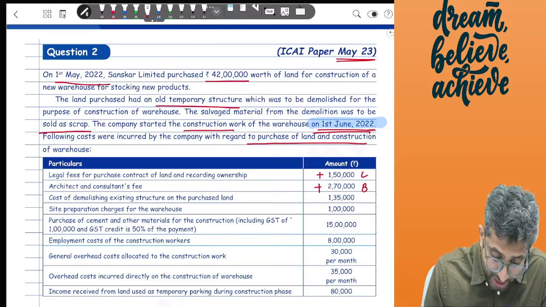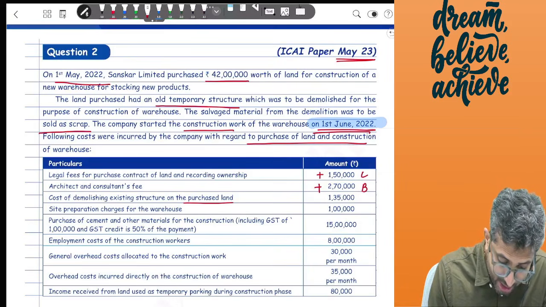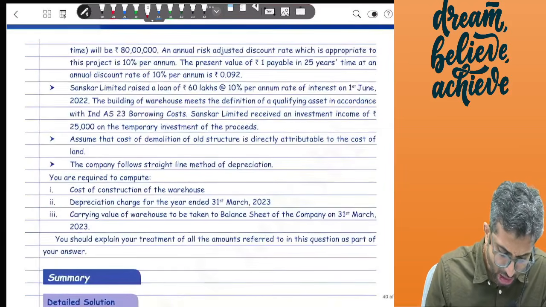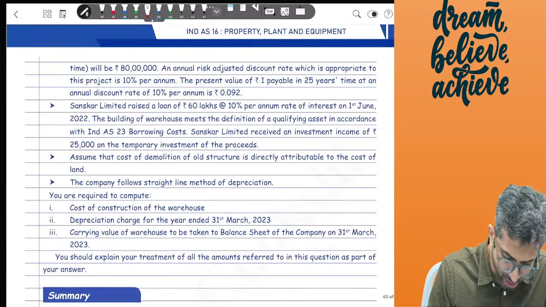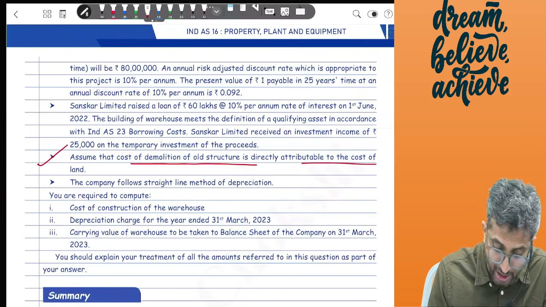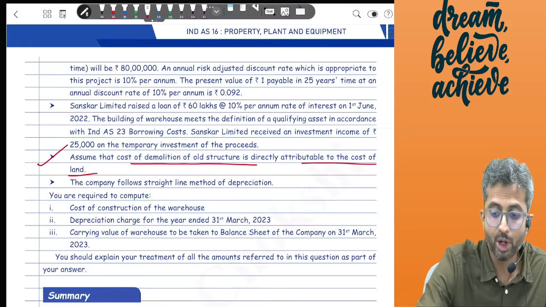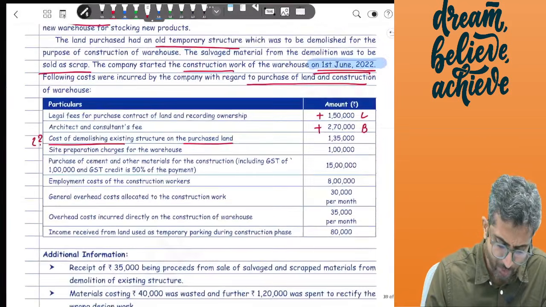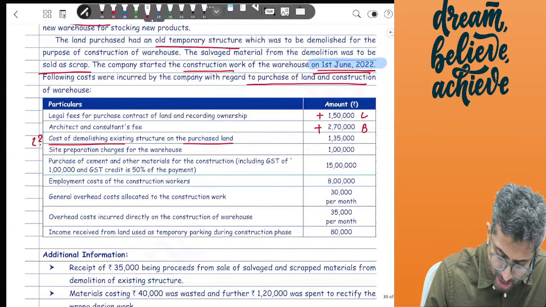Cost of demolishing the existing structure on the purchased land. Now this you will have to figure out to what does it pertain. You could have made an assumption, though the institute has somewhere mentioned, second last point, assume that the cost of demolition of old structure is directly attributable to the cost of the land. Because it is directly attributable to the cost of the land, we will take it along with the land only. So over here, this will be added along with land as it is given.